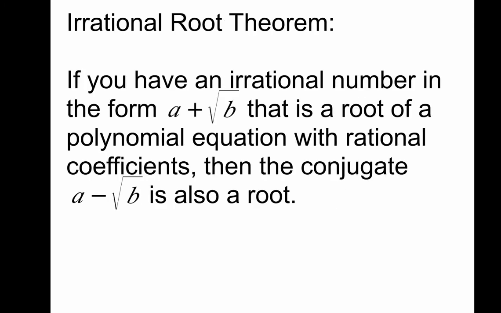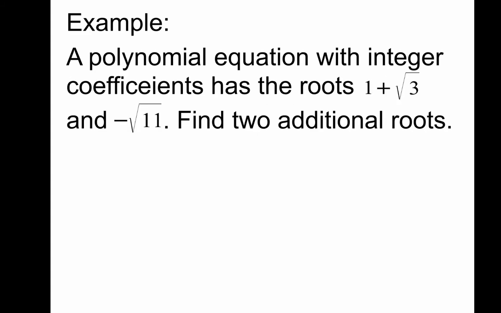So this is the irrational root theorem. What it says is if you have a plus the square root of b as a root of an equation, then a minus the square root of b is a root also. So an example of that, if we know that 1 plus the square root of 3 is a root, that means 1 minus the square root of 3 also must be a root. If we know that negative square root of 11 is a root, we know that positive square root of 11 must also be a root. So these are two additional roots.